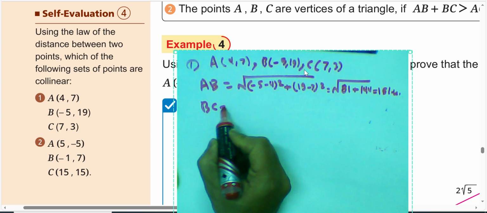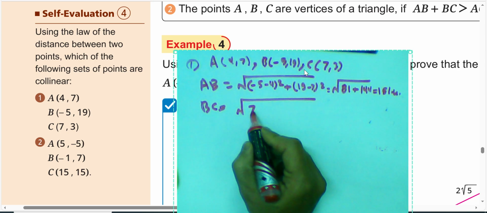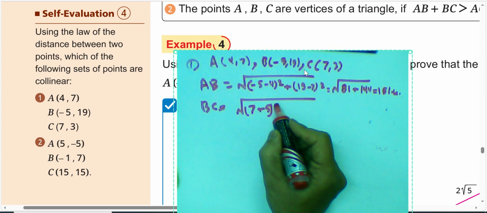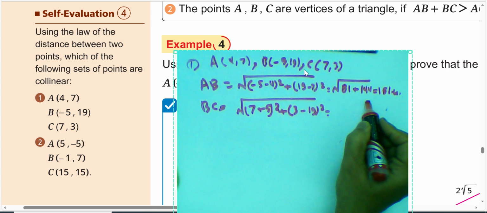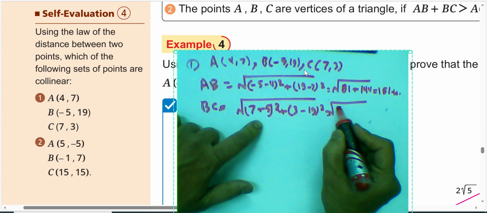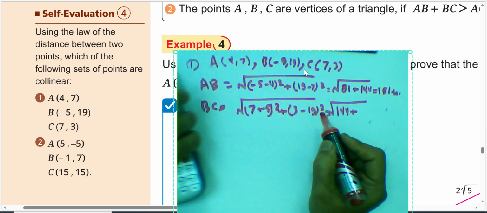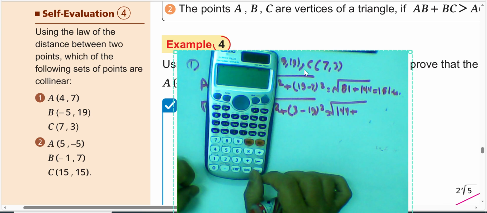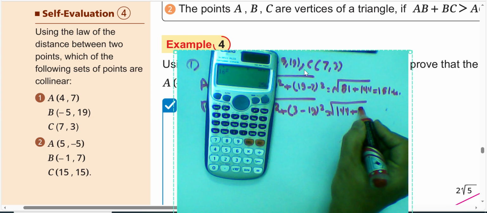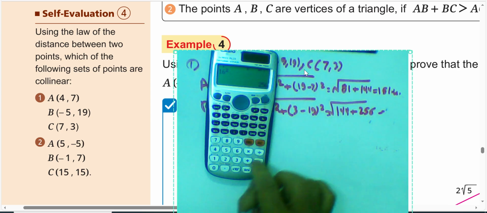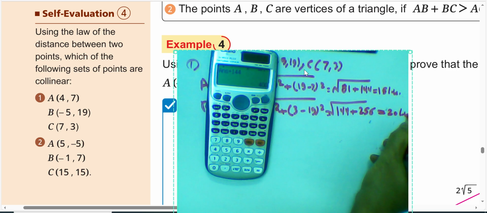And what about BC? We can write the square root of 7 minus -5, which is 7 plus 5, all power 2, and 3 minus 19, all power 2. 7 plus 5 is 12, power 2 will be 144. 3 minus 19 is -16, power 2 is 256. 256 plus 144 equals 400. The square root equals 20 length units.